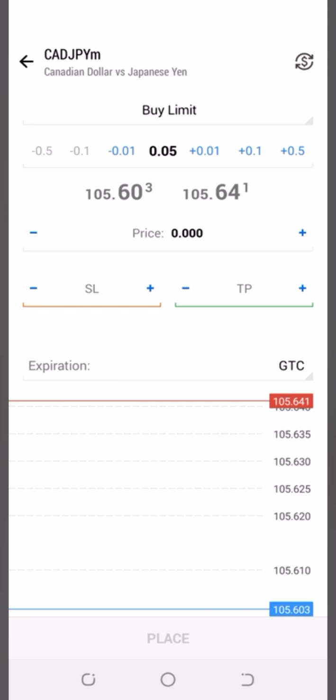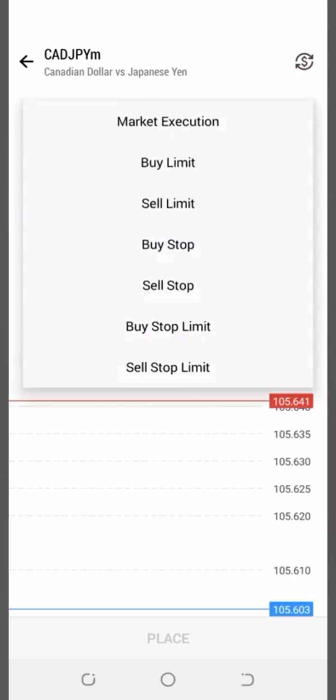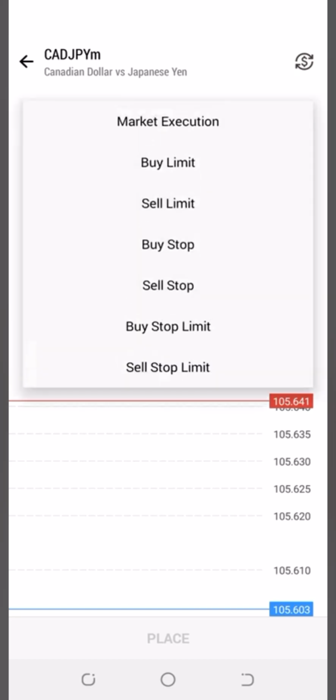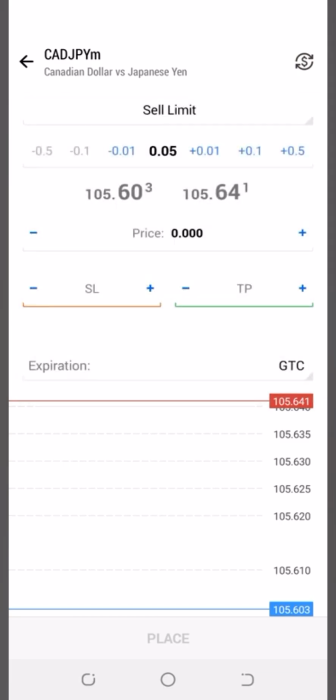Okay. And then the sell limit is the opposite. In this case, I expect a bullish market, but I place my trade above the current market price so that as the market rises to the order, it activates it and then it drops. Okay. Then we also have what we call the buy stop limit and the sell stop limit. I'm not going to talk much about that, so you can just ignore that.